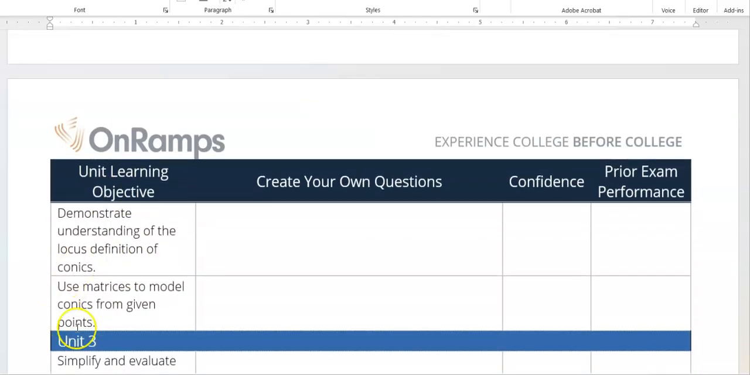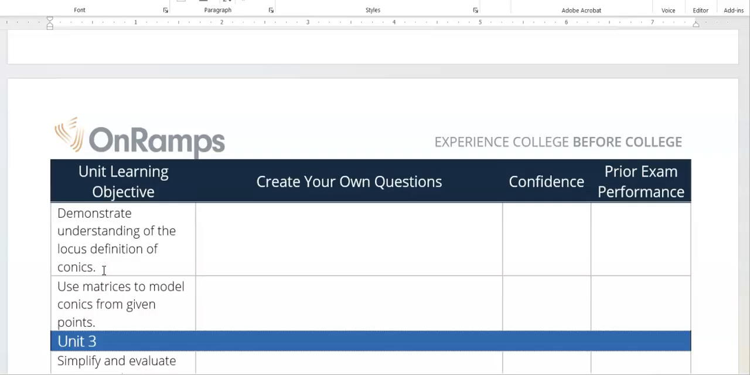And then use matrices to model conics from given points, but we would not be using those actual matrices. We wouldn't have to find anything by hand, and we won't have a calculator. So the only thing they could ask you to do related to that is set up your matrix equation. So yes, it looks like we don't have any inverses of matrices by hand.